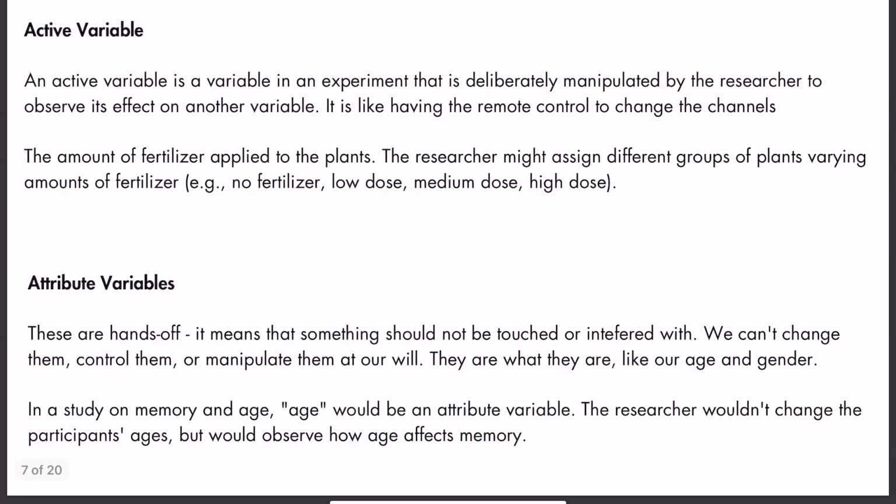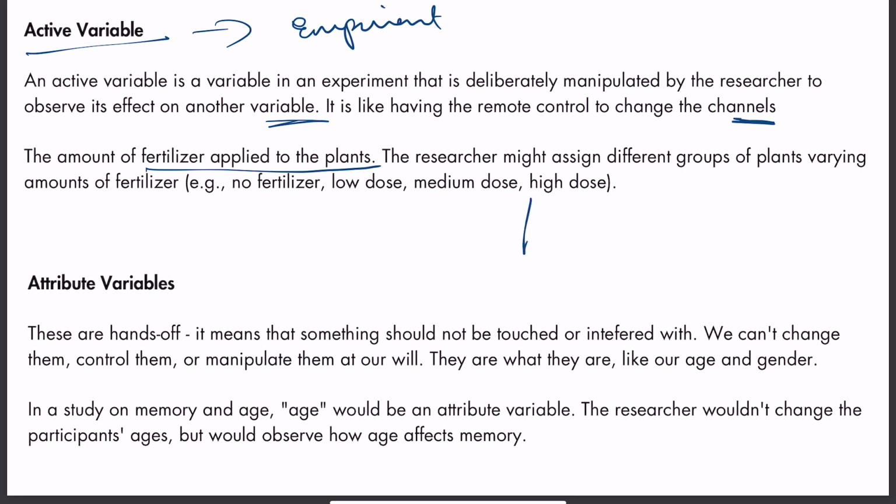Next we have active variable. An active variable is a variable in an experiment that is deliberately manipulated by the researcher to observe its effect on another variable, mostly used with experimental research. It is like having the remote control to change the channels, or the amount of fertilizer applied to the plant. The researcher might assign different doses to see what affects what.